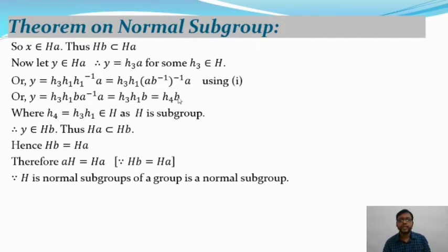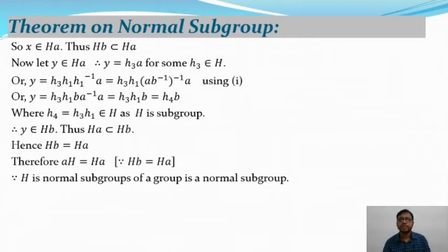So from this we get Y is equal to H4B, where H4 belongs to H, and this implies Y belongs to HB, thus HA is a subset of HB. So from this, that means HB is a subset of HA as well as HA is a subset of HB. So from these two we conclude that HB is equal to HA. So therefore AH is equal to HB. After putting the value of HB is equal to H in the above, we get HA is equal to HB. So therefore H is a normal subgroup of the group.